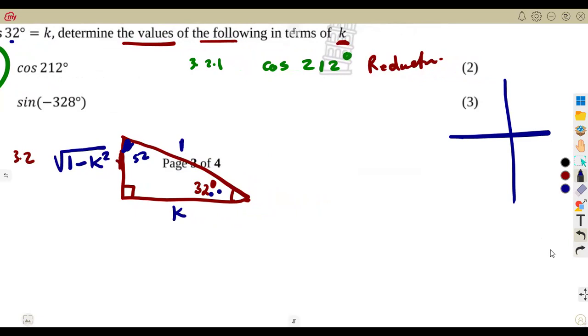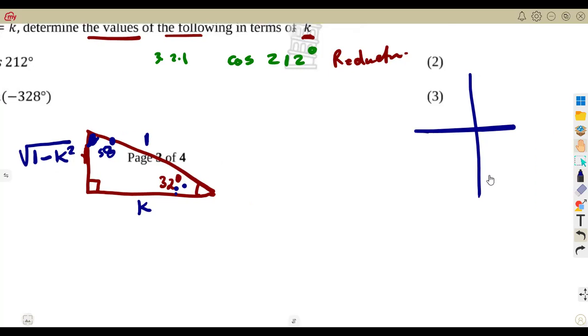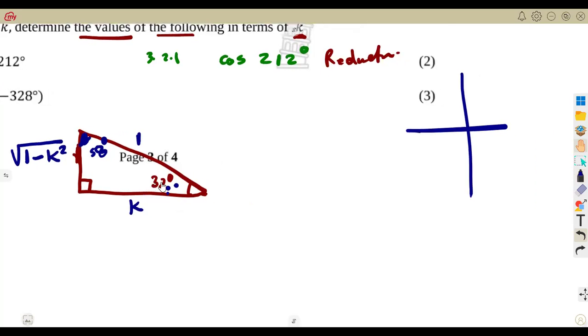That's 58. Supposed to be 58, not 52, but 58, guys. 90 minus 32, that's 58. All right, so that's 58 degrees. Anyways, we want to figure out, can we have these acute angles, 32 or 58?